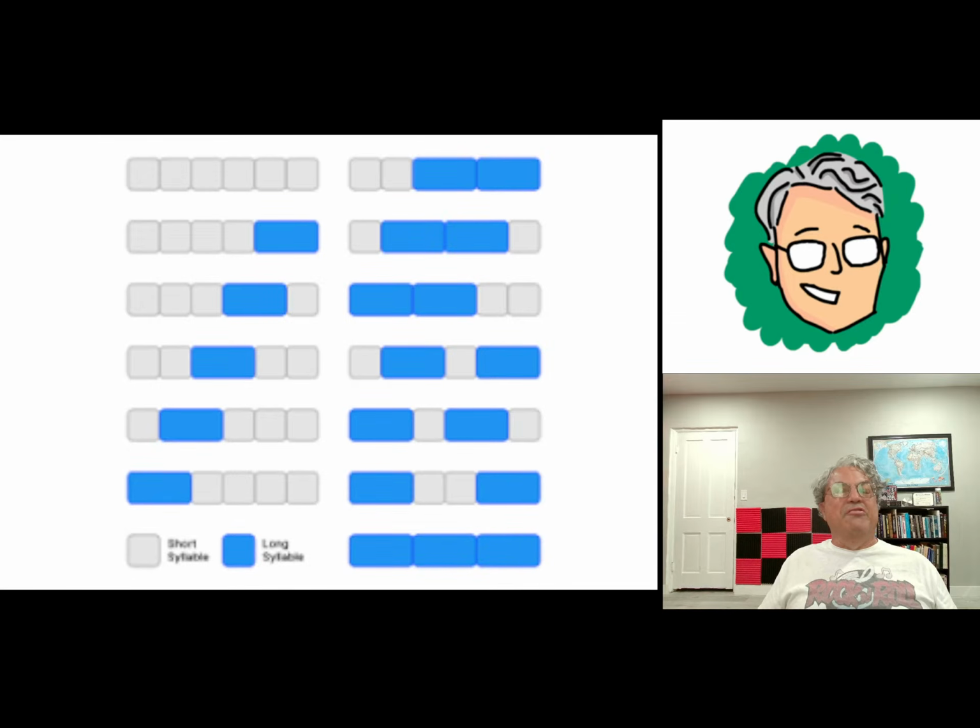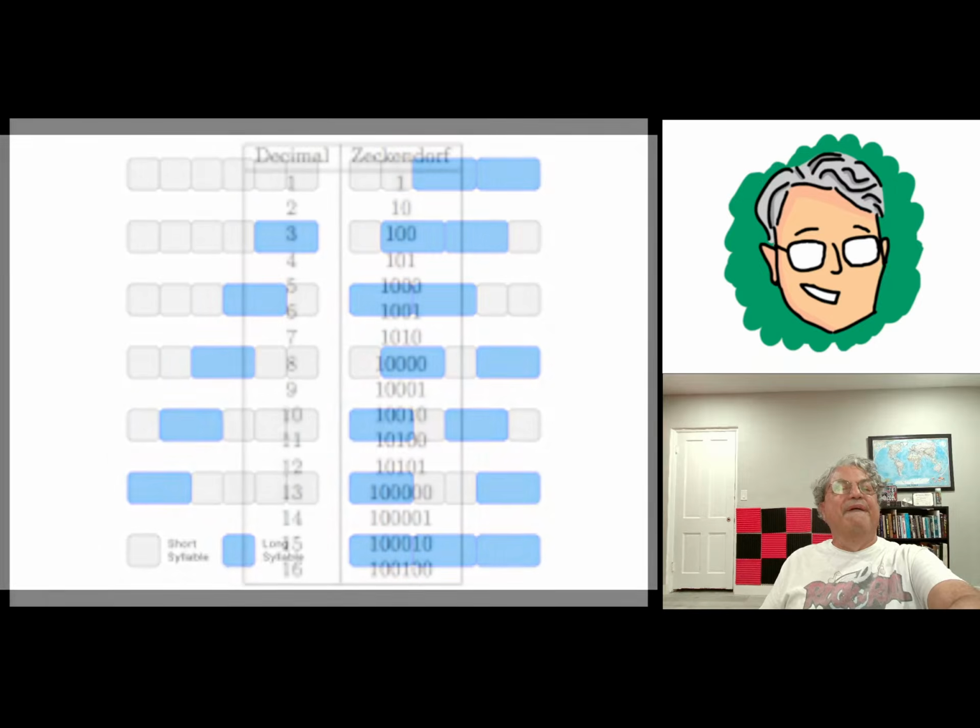And then for length 3, there's 3 possibilities. You can have either 3 short ones, or 1 short, 1 long, but then there's 2 ways you can do that. Long, short, or short, long. And you can keep going like this. And it turns out it's always a Fibonacci number. Pretty neat, I think.